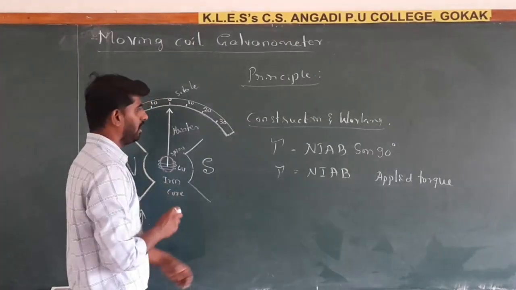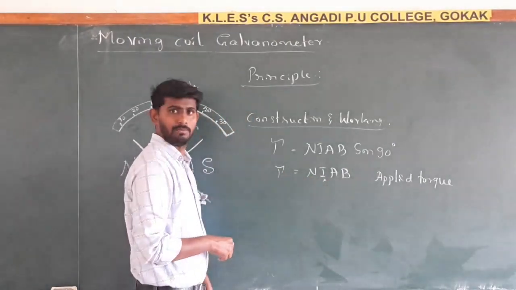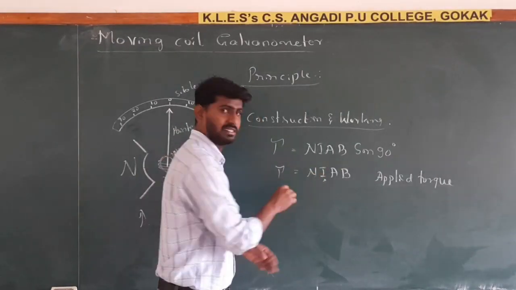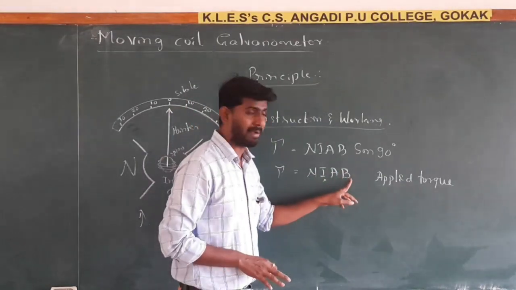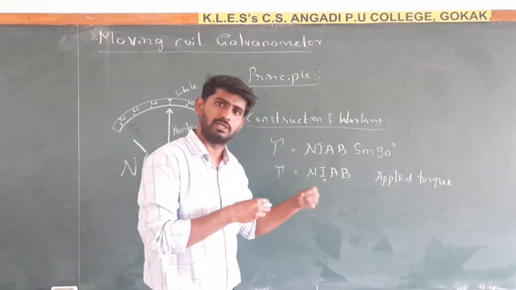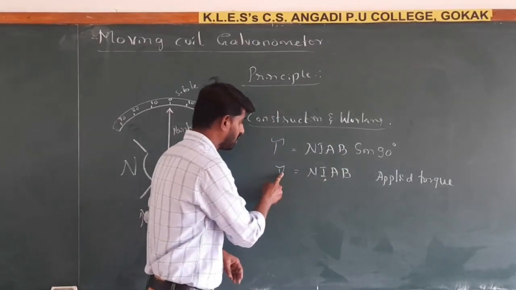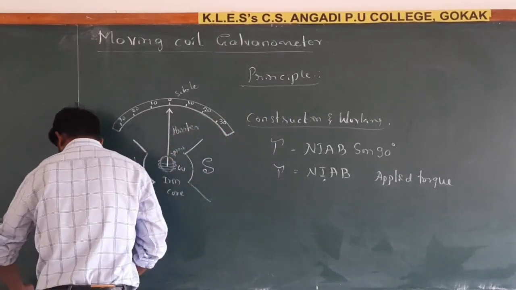Okay, so next, how much it deflects depends on the current, because once you construct a galvanometer, its number of turns becomes constant, the area of cross section of the coil is constant, and the magnetic field which you place there is also constant. So the only thing is I; as you increase the I, the torque increases. Is it? Okay, I told you that earlier.